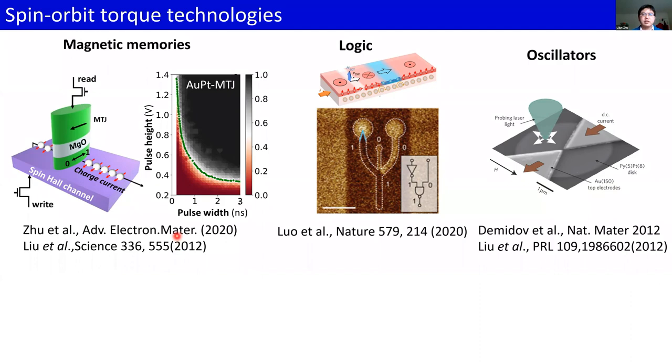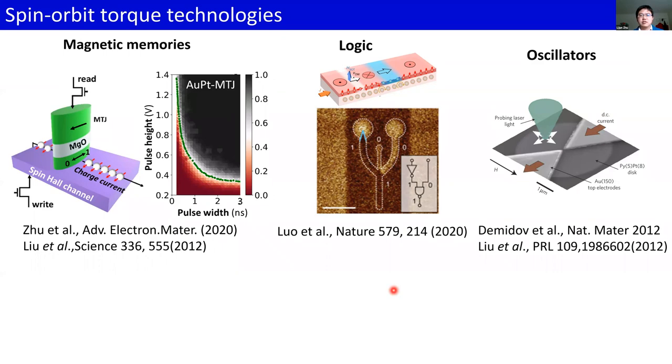Damping-like torque can also drive domain wall based logic operating devices, for example, in this Nature paper recently. Damping-like torque can also excite magnetization dynamics that can be used to generate terahertz or gigahertz emissions.